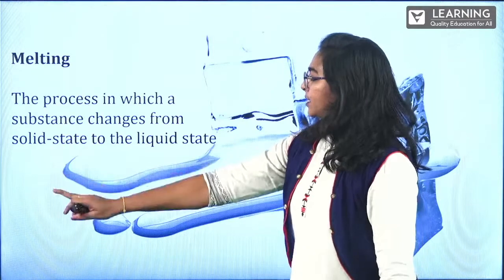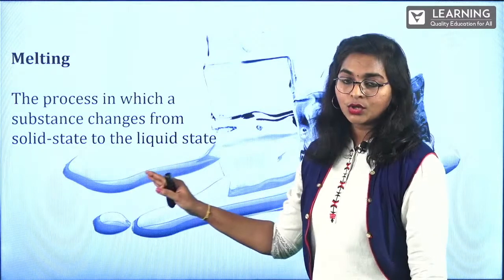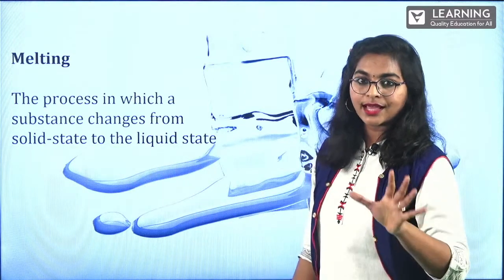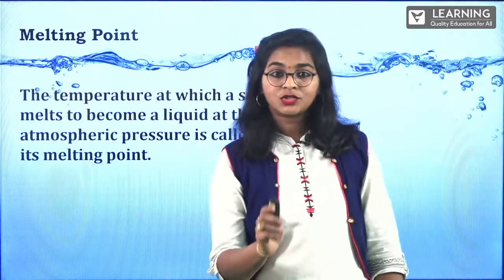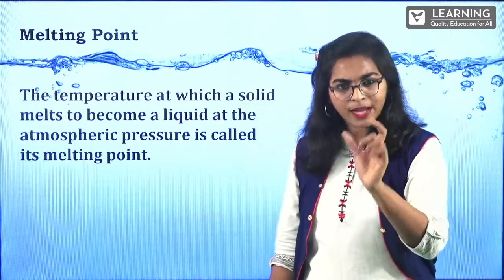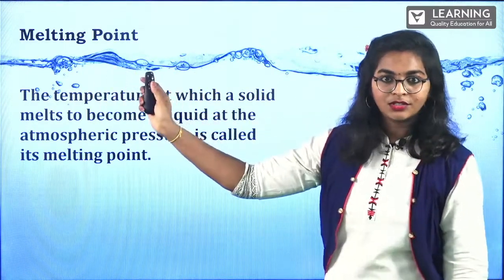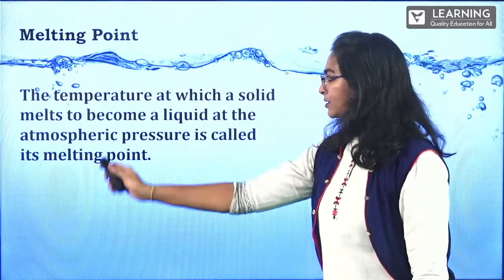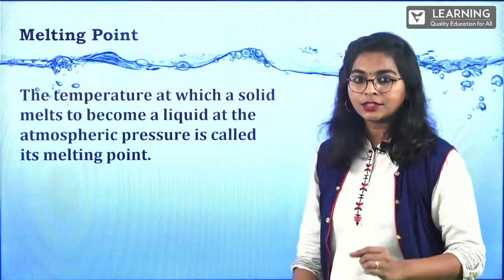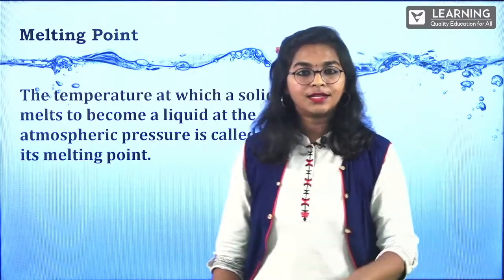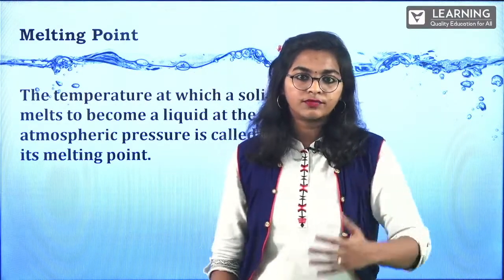Melting: the process in which a substance changes from solid state to liquid state. So that is exactly melting. Is this clear? And for this melting to happen, there are certain specific temperatures. That particular specific temperature is called the melting point. So the temperature at which a solid melts to become a liquid at atmospheric pressure is called its melting point. Is this clear? And this melting point will be different for different substances.